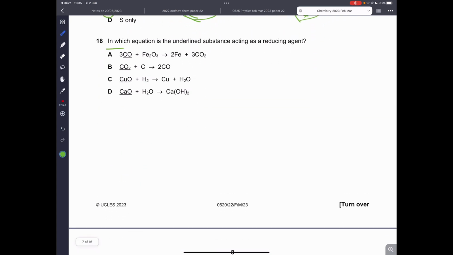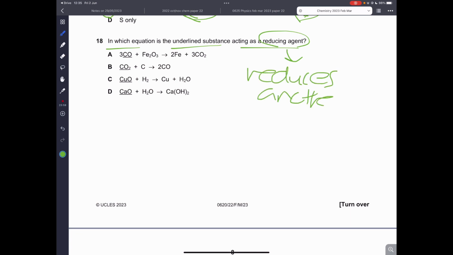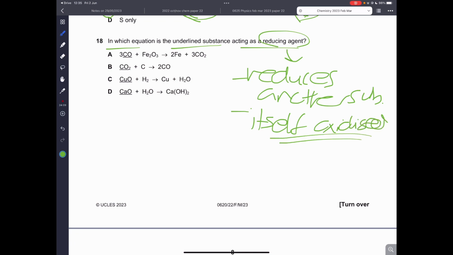Okay, question 18. In which equation is the underlined substance acting as a reducing agent? Remember, a reducing agent is basically one that reduces another substance, and it also is itself oxidized. When it is itself oxidized, we can say that oxidation is basically the loss of electrons.